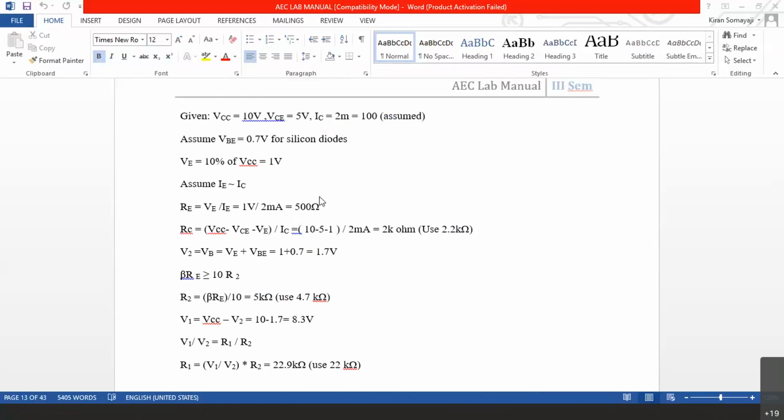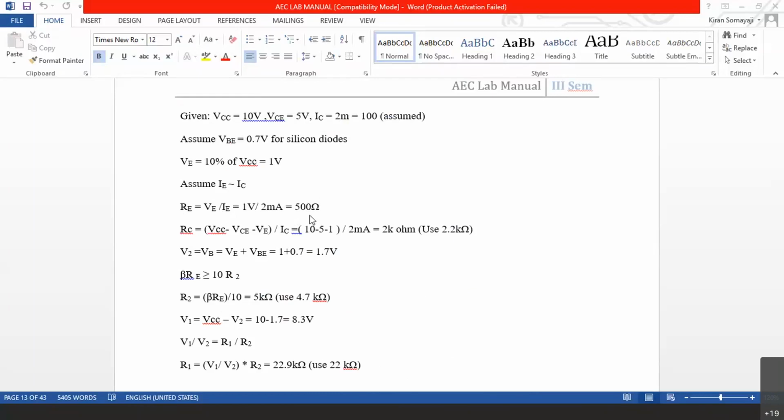Now 500 ohms is not the standard value. As I told you in the theory class, I had shown you in the chart also in module 1. We have something called E24 series, E48 series. So 500 ohms is not a standard value. We can go for the nearest value, that is 470 ohms.